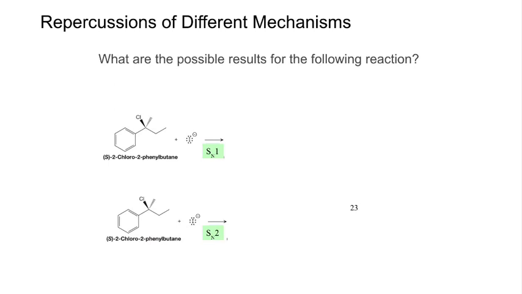Okay. The repercussions of our different mechanisms. What happens in the SN1 if we were to add curved arrows to this? You talking about the SN1? Yep, so the top reaction.